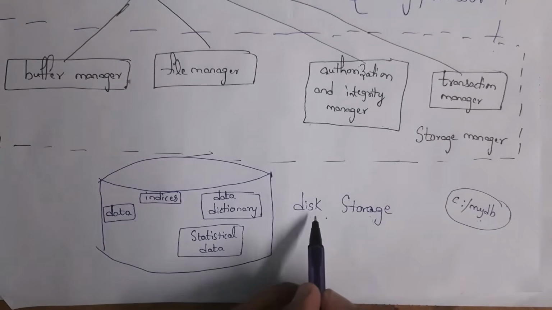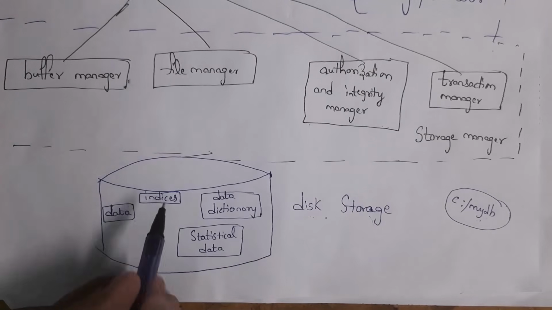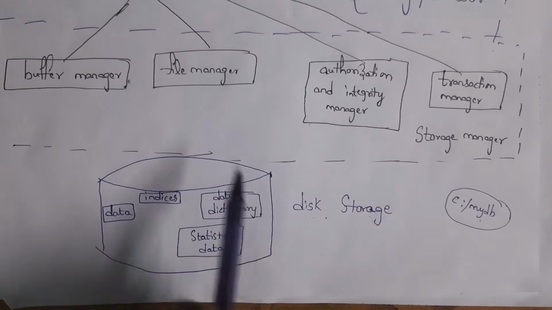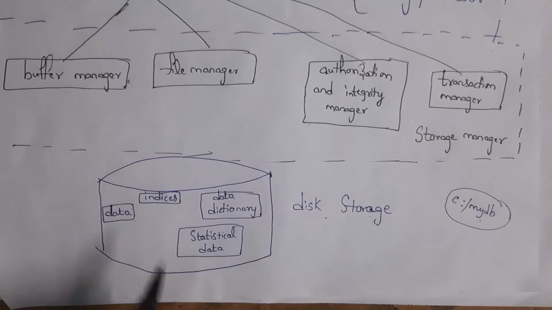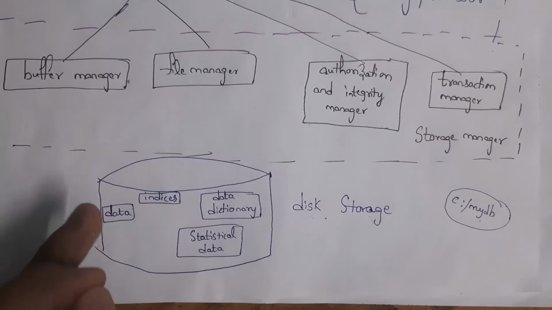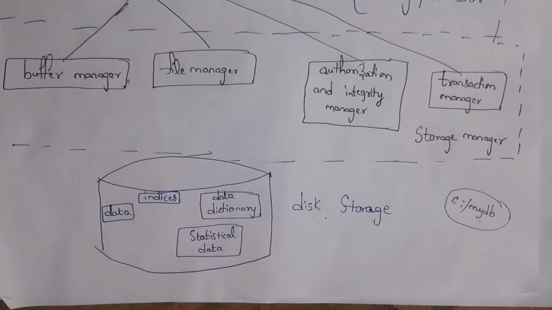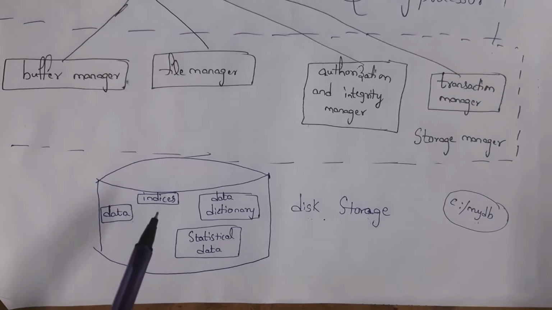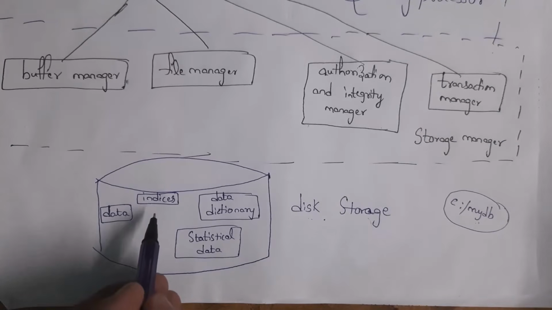Now this disk storage contains various kinds of data structures like data, indices, data dictionaries and statistical data. All these are various data structures in disk storage. The data files will store your data itself, like your database and tables, everything is stored in data files. Next one is indices. Guys, for example, if you consider a textbook, on the first page of your textbook you can see an index. There you can see various page numbers. By seeing those page numbers, you can easily find a unit. So index numbers are used for fast access.